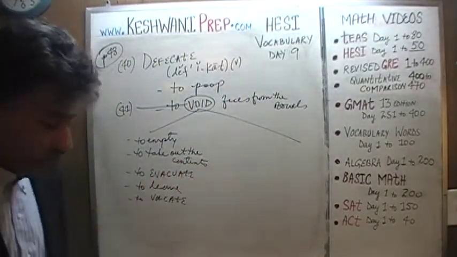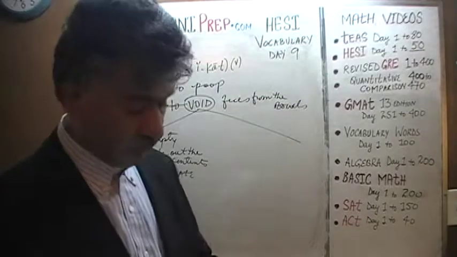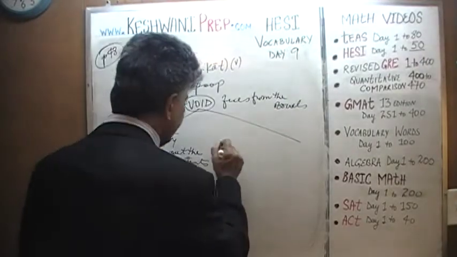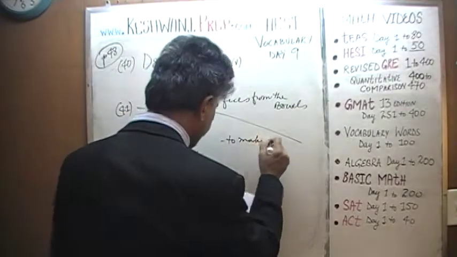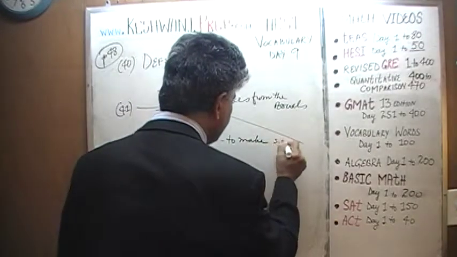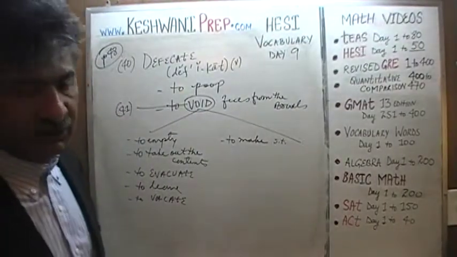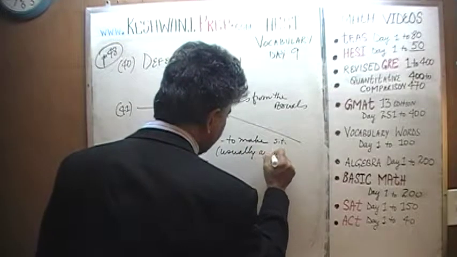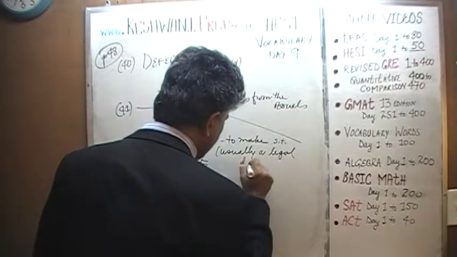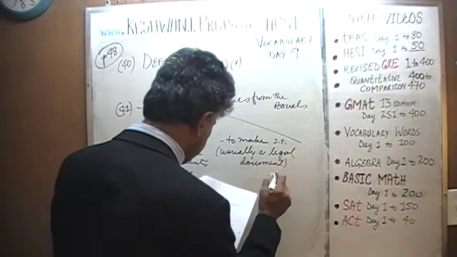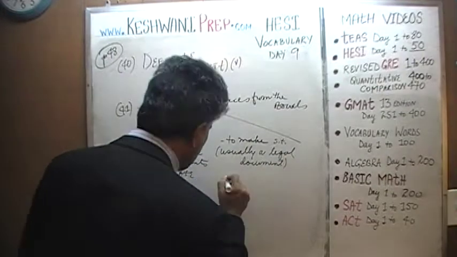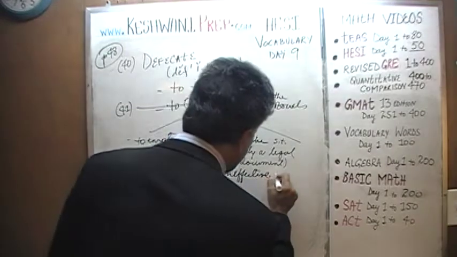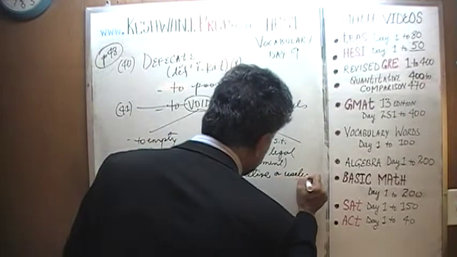What's the second meaning of the word void? Well, the second meaning of the word void, we use it in our daily lives once in a while, simply means to make something, and usually it's a legal document, ineffective or useless.